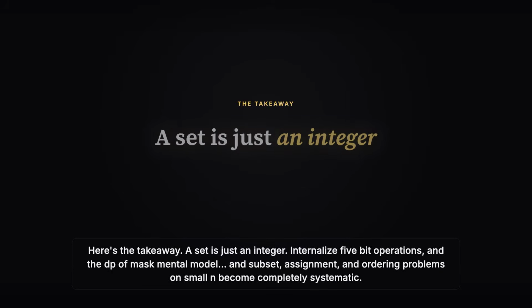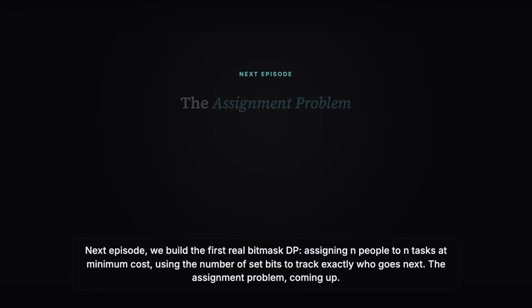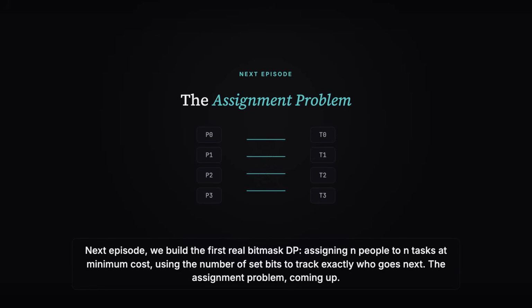Here's the takeaway. A set is just an integer. Internalize the 5 bit operations and the DP of mask mental model, and subset, assignment and ordering problems on small n become completely systematic. Next episode, we build the first real Bitmask DP, assigning n people to n tasks at minimum cost, using the number of set bits to track exactly who goes next. The assignment problem, coming up.